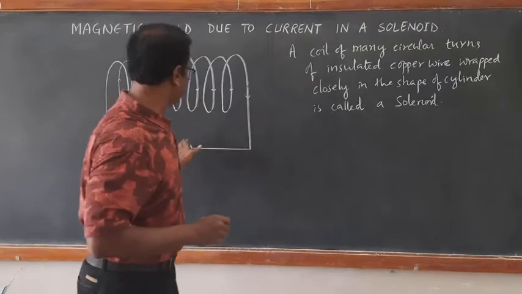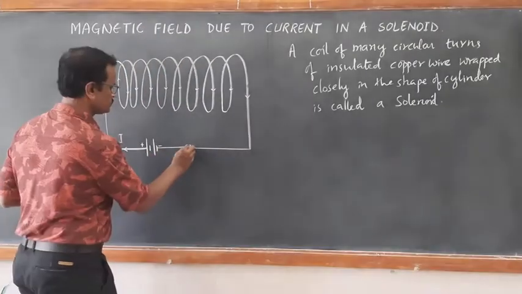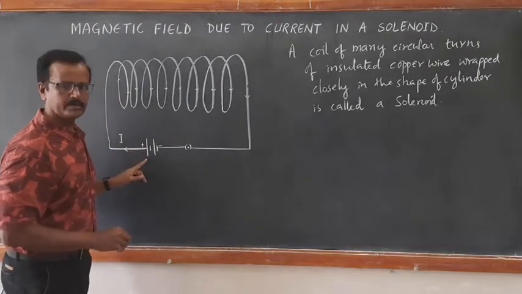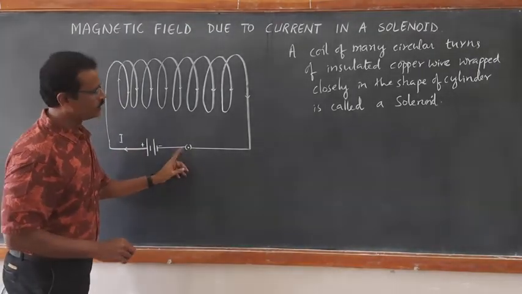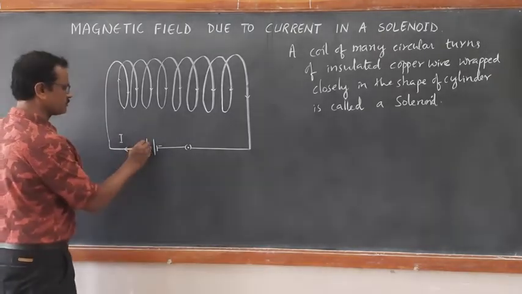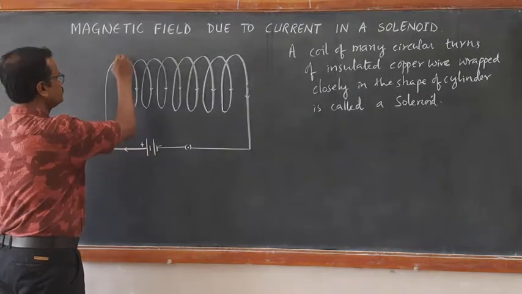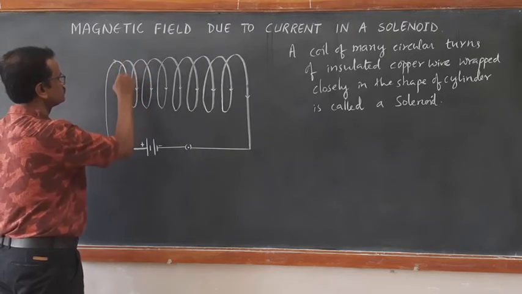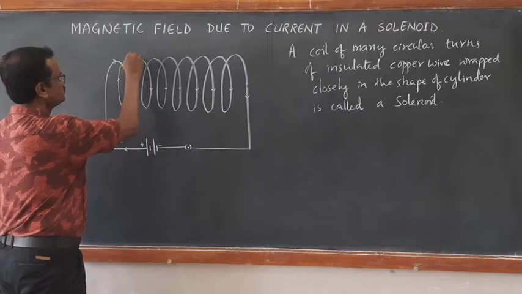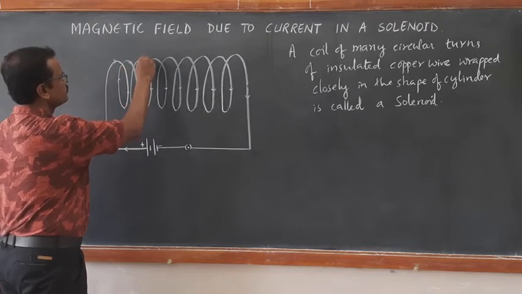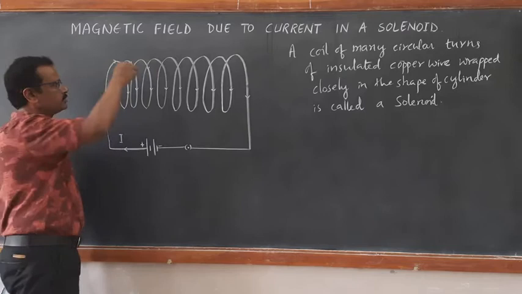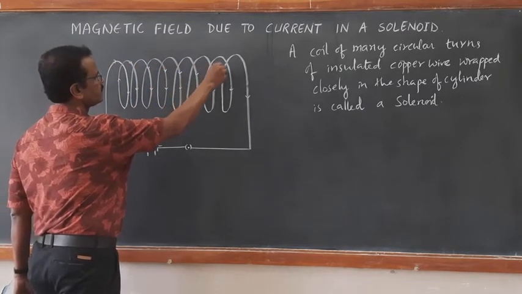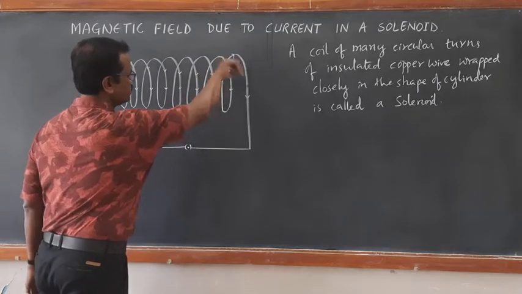Now, what happens when the current is passed through such a solenoid? Suppose when you close this circuit, the two ends of this solenoid are connected to a battery with the help of a key. When you close the key, the current starts flowing from the positive terminal of the battery in this way. You see here, it goes and comes out, goes and comes out, and goes and comes out, right? So from the top of the board, it is coming out of the board from each turn.